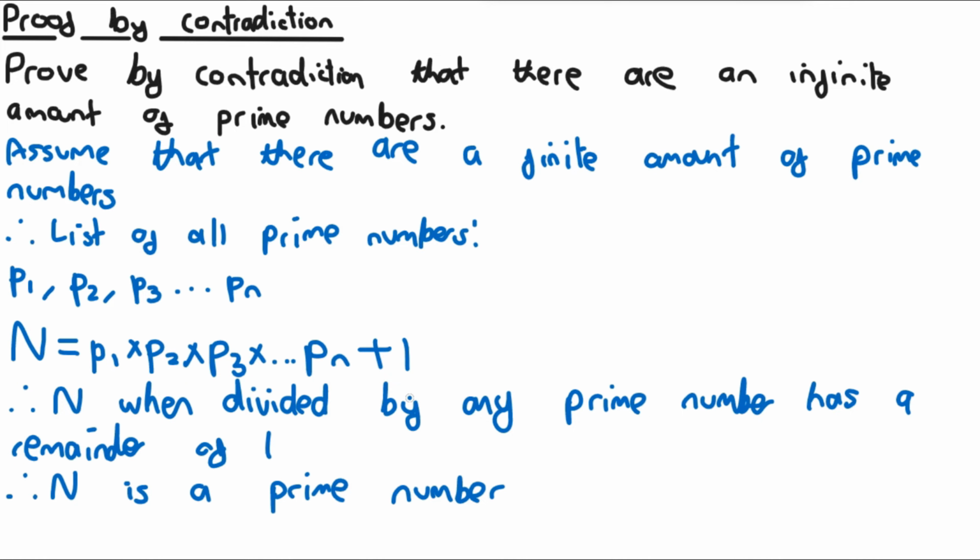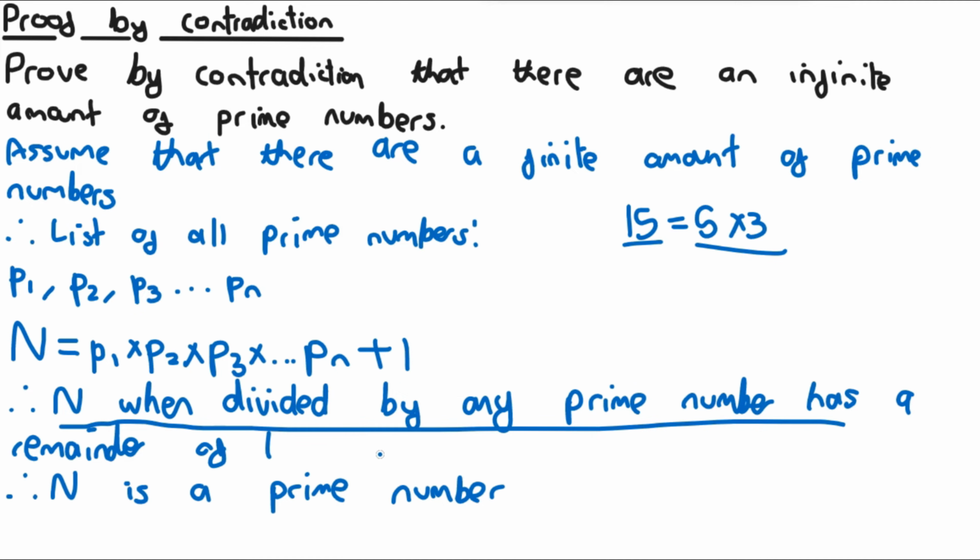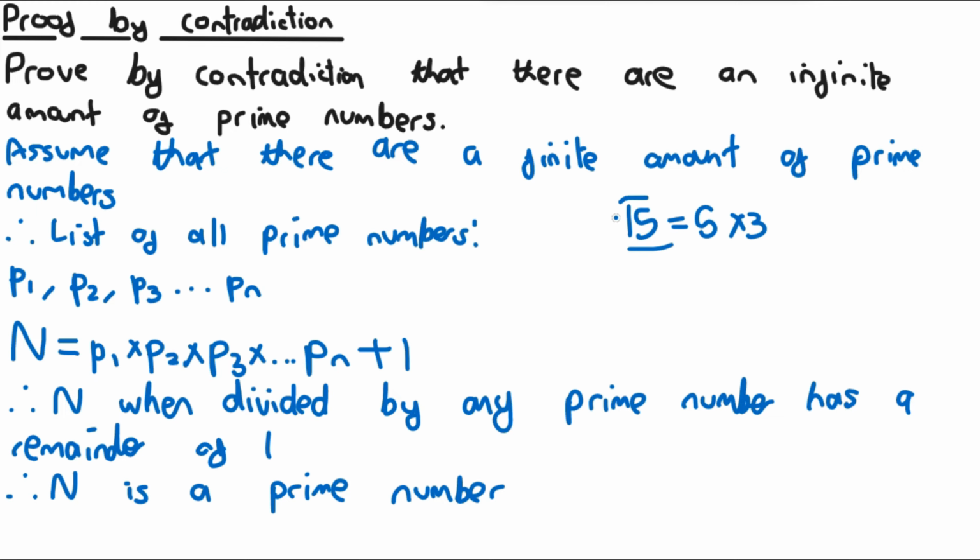Now you might say, okay, but what happens if we divide n by something that's not a prime number? So for example, 15 is not a prime number. Well, 15 is equal to 5 times 3. So if n is divisible by 15, it has to be divisible by 5 and 3 as well. But 5 and 3 are prime numbers, and we have proved that n is not divisible by any prime number because it has a remainder of 1. So therefore, because all non-prime numbers have prime number factors, n cannot be divisible by any normal number either. So therefore n has to be a prime number.